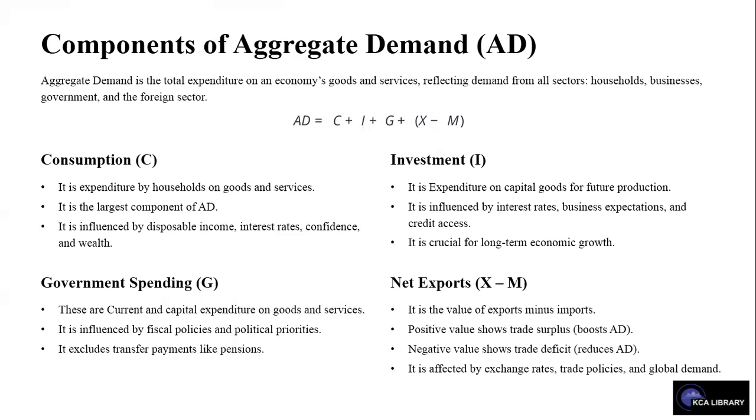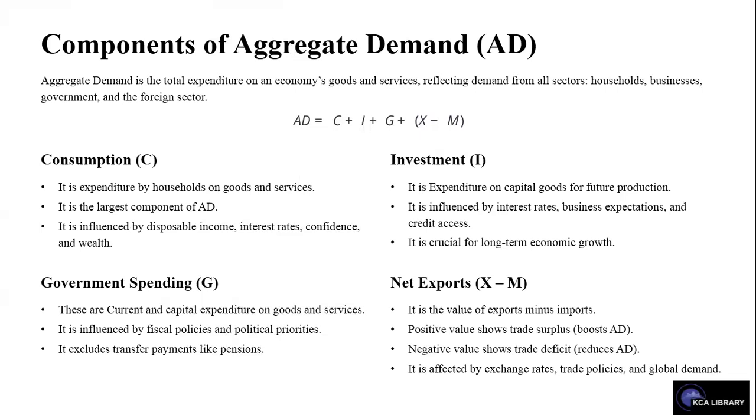As for government spending, which is the G in the formula, these are current and capital expenditures on goods and services. These are influenced by fiscal policies and political priorities, and it excludes transfer payments like pensions. And lastly, net export is the value of exports minus imports.